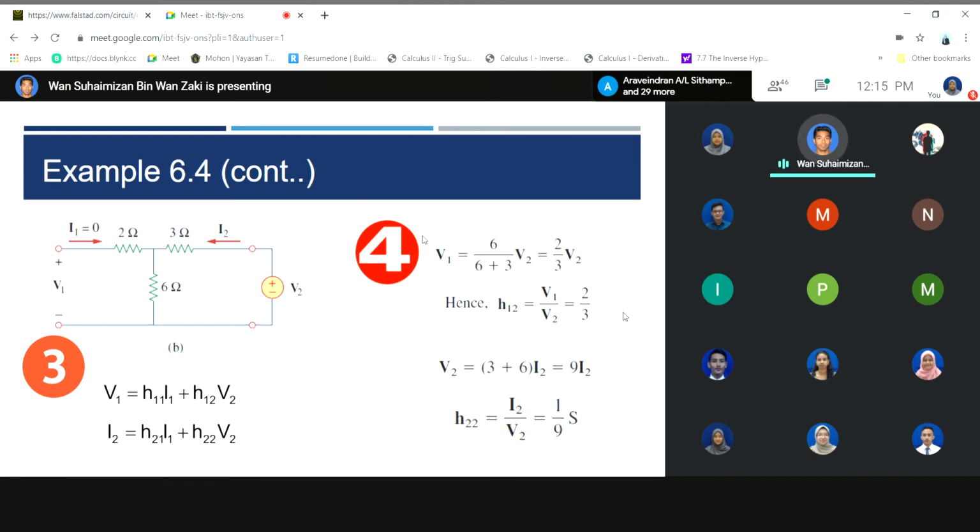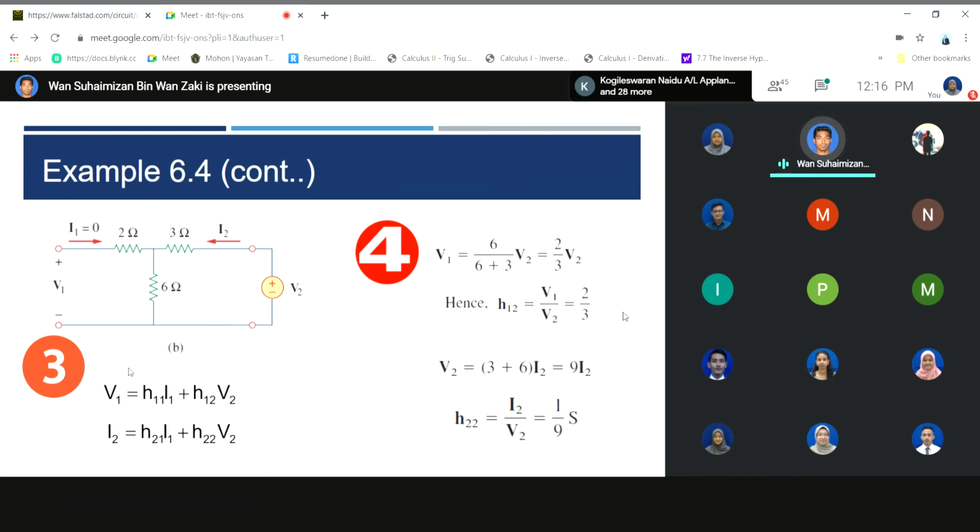So basically, for the two-port network, you need to find the ratio, right? The ratio is according to the general equation for the parameter. For example, here, for the H parameter, you need to determine the ratio V1 over V2, which is 2 over 3. Next, to determine the ratio of I2 over V2. So why I2 over V2?